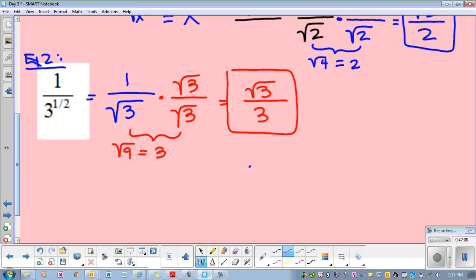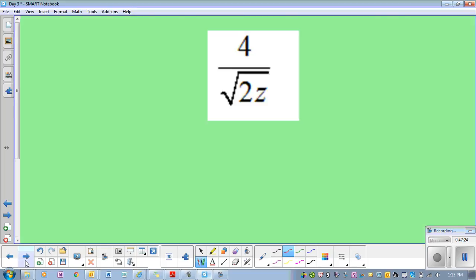Good. And you're doing that because if you multiply it by square root of 3 over square root of 3, you're multiplying it by 1, basically. It's not really changing a whole lot. All right. Are we okay with this? All right, let's try some examples.